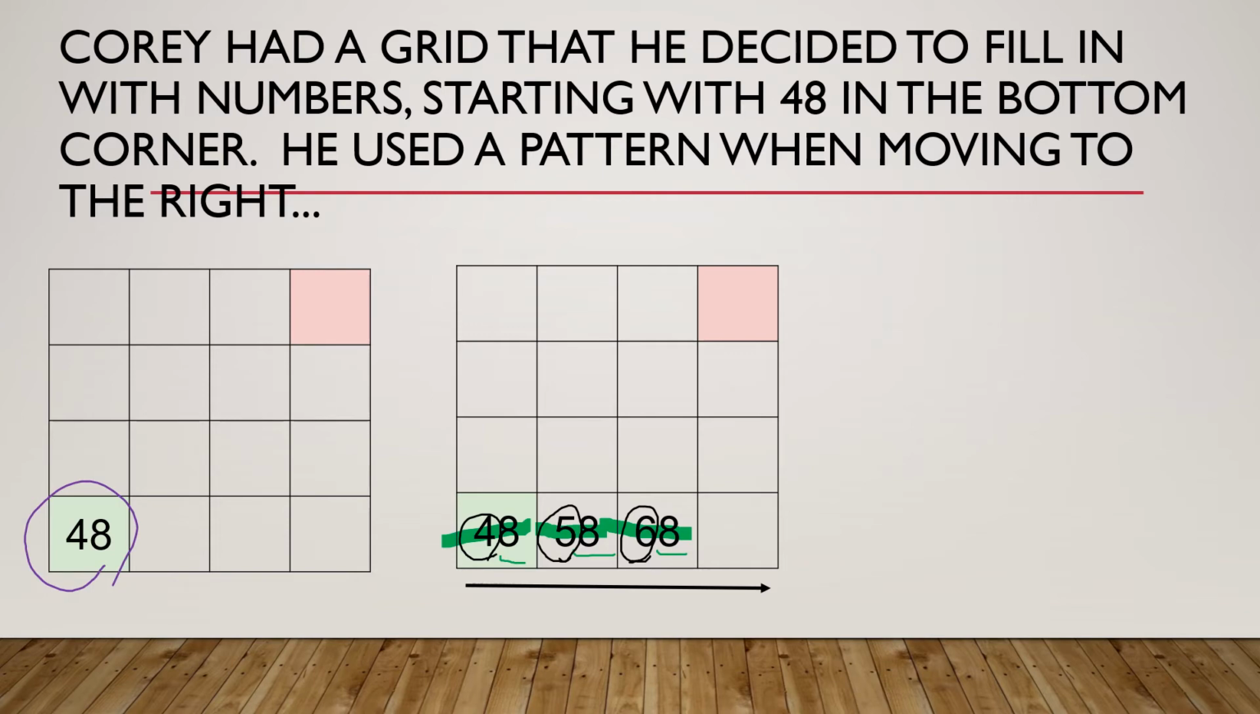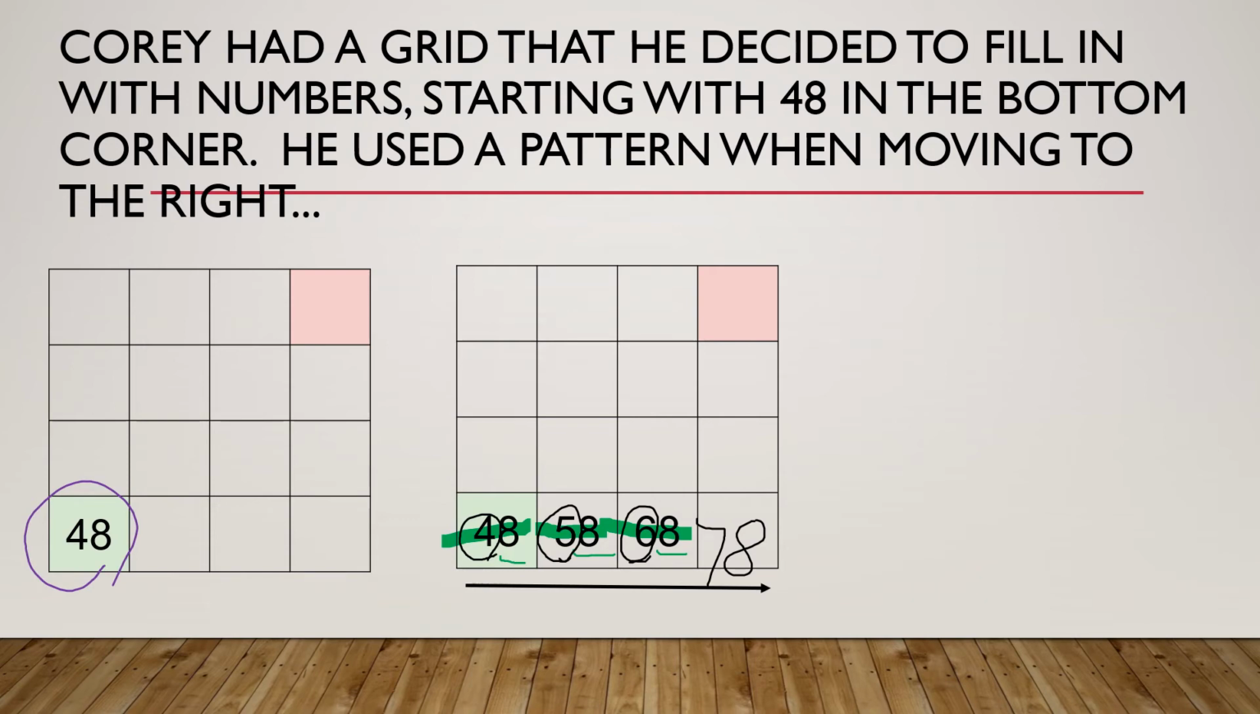So, I wonder what is going to be our number if we keep going to the right. 48, 58, 68. We know there's going to be an 8 in the ones column. And look at the 10s: 4, 5, 6, 7. So that number is going to be 78 as we continue with his pattern moving to the right.